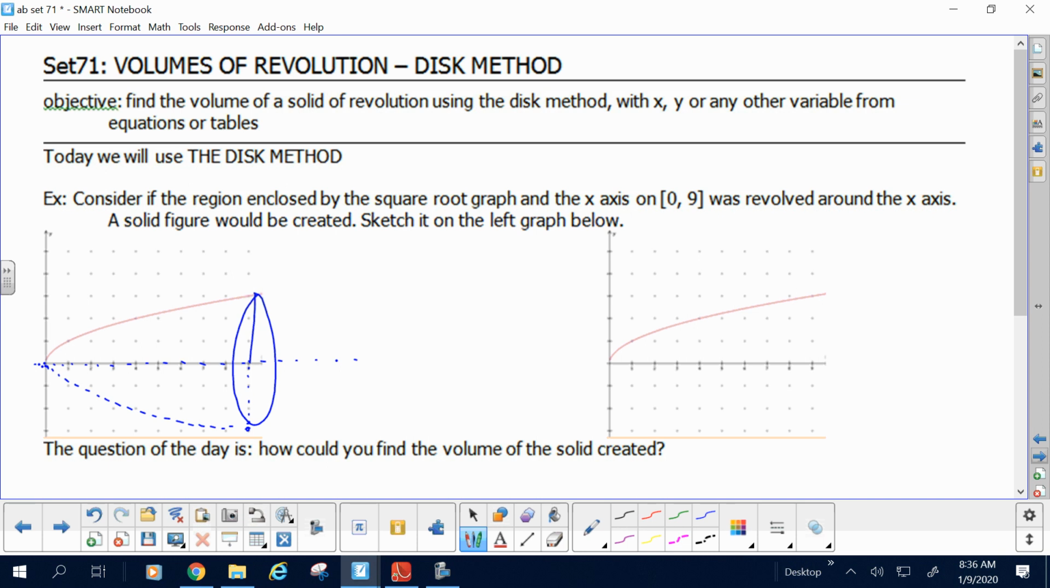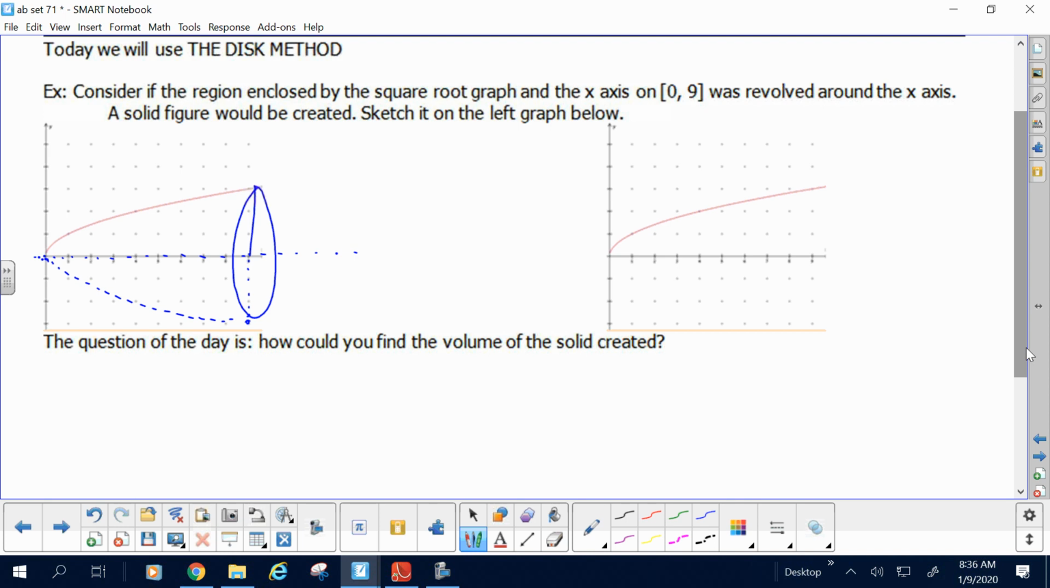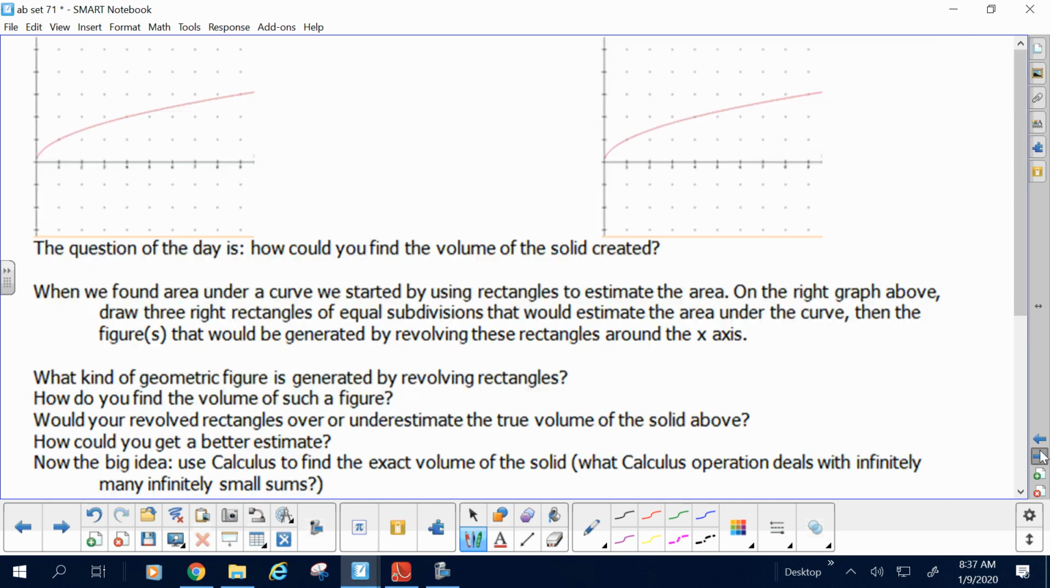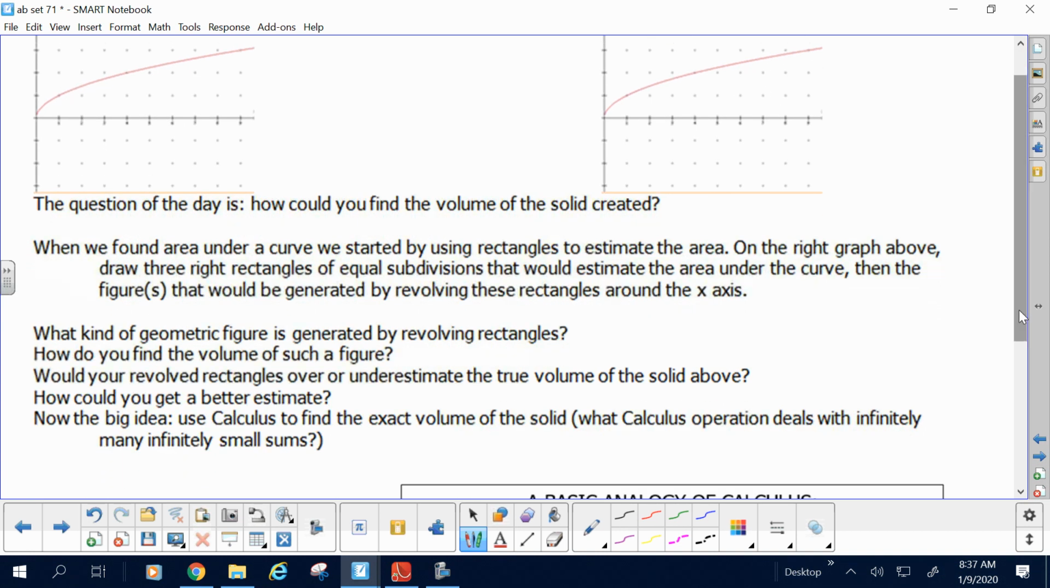So the question of the day is, how do you find the volume of that? Now then, it is not area of the base times the height. But it kind of is. It sort of is, but not really. So these questions, this is the same graph, but these questions are really meant to guide you there.